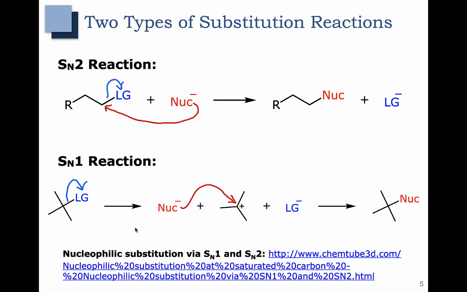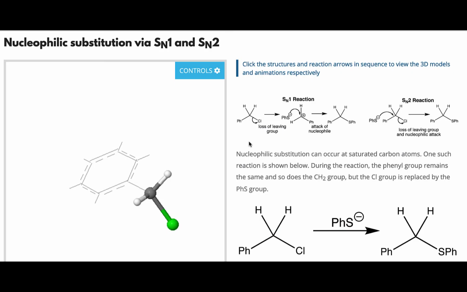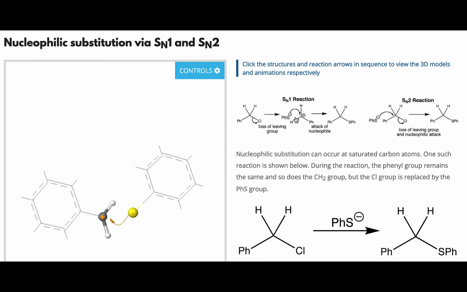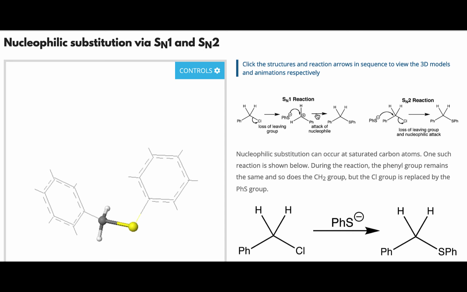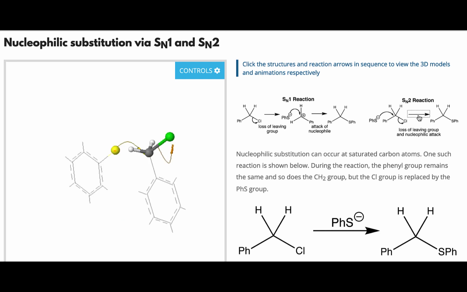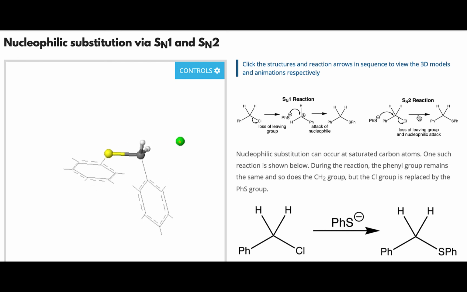Here's an animation that we can look at, and it'll help give us a good idea of how these reactions differ. First, let's take a look at the SN1 reaction, shown here. In the first step of the SN1 reaction, the leaving group falls off. Then, in the second step, the nucleophile comes in. However, if we compare this mechanism to an SN2 reaction, in the SN2 reaction, both things are happening at once. So you can see the leaving group fell off at the same time the nucleophile came in.